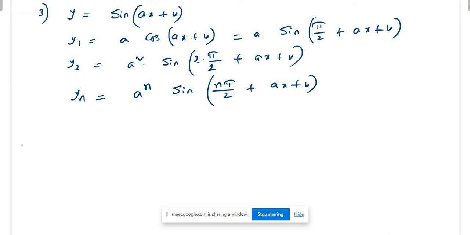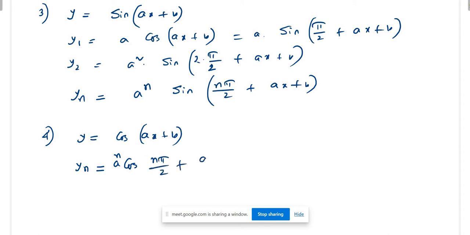Okay, let's continue. This is yn. Similarly, I can write number 4 as y is cos ax plus b. So I can write directly that yn, nth order derivative of y, is cos of, first of all, a to the power n will occur, then n pi by 2 plus ax plus b. So this is, we already know.